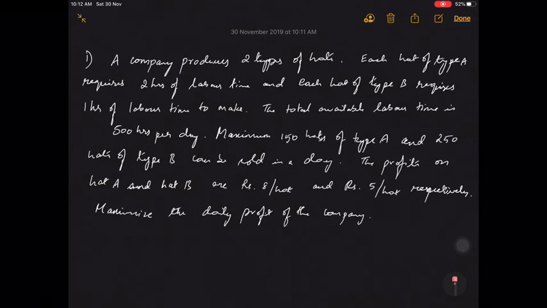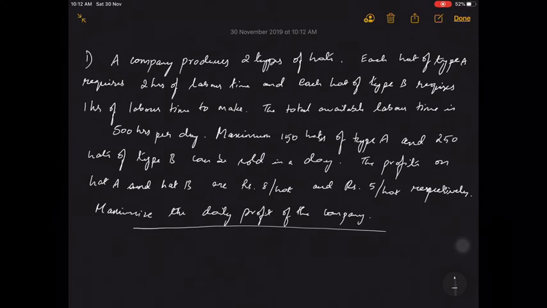Now, if you look at the objective of this question, the objective clearly says maximize the daily profit of the company. Now, whenever you have to formulate an LPP, that is linear programming problem, you need to target the optimum objective function. So the aim of this problem is to maximize the profit. So let's start with step one.